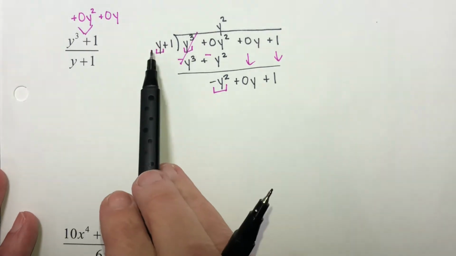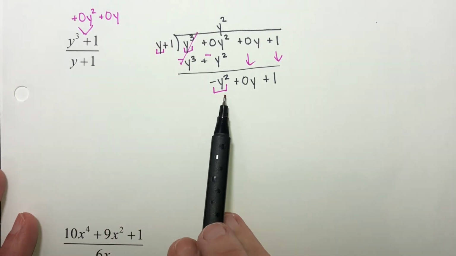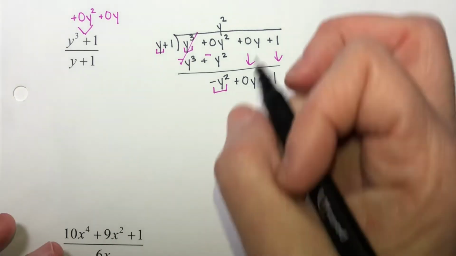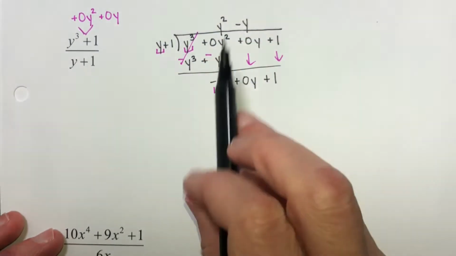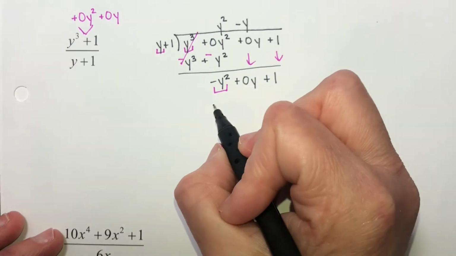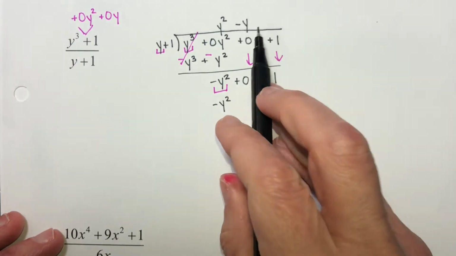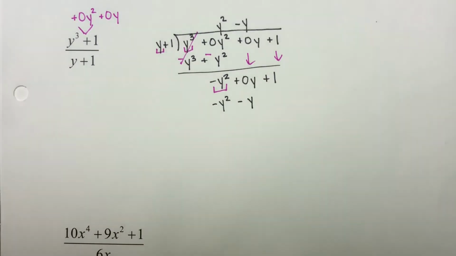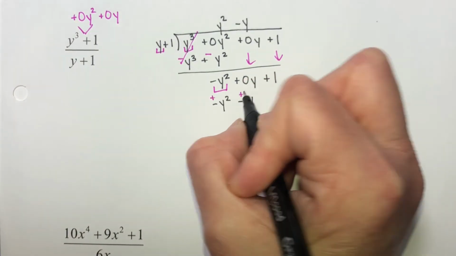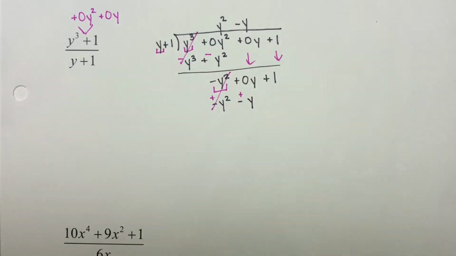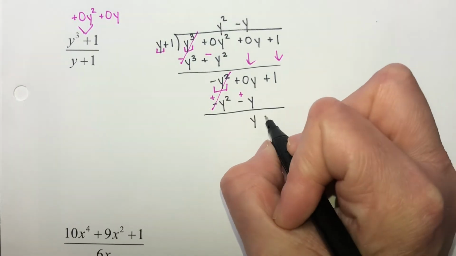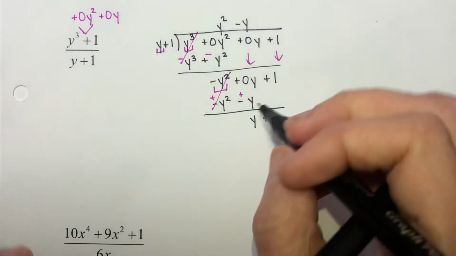I want y to become negative y squared, so I need to multiply it by a negative y. Negative y times y is negative y squared. Negative y times 1 is negative y. Change your signs. First term cancels. We get y and then bring down the plus 1.